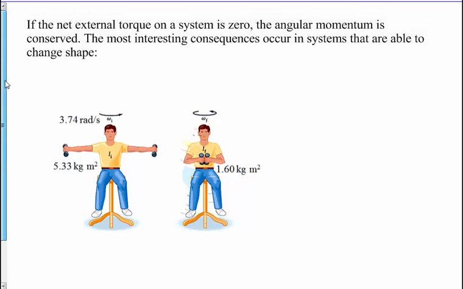In this case here, I have an individual with a moment of inertia, with the weights on each end, of 5.33 kilograms meters squared, has an angular velocity of 3.74. There's no external torque being applied. He's going to pull these weights in. His moment of inertia is going to decrease. Since there's no external torque being applied, we can apply this. The initial angular momentum must equal the final angular momentum.